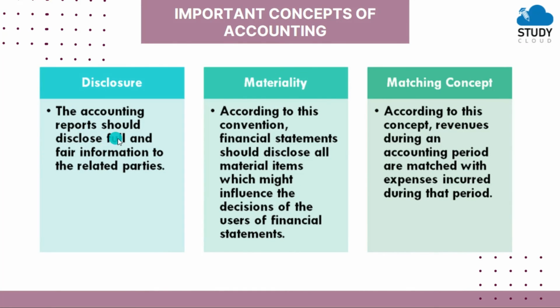Then next is disclosure. The accounting report should disclose full and fair information to related parties. So all those parties directly or indirectly involved in your business should get relevant, reliable, comparable and understandable information or data about your business. Then materiality. According to this convention, financial statements should disclose all material items which might influence the decision of the users of financial statements. So here materiality depends on the amount involved in the transaction, like size of business, nature of information, need of the person making decision, etc. So all the important information should be disclosed here.